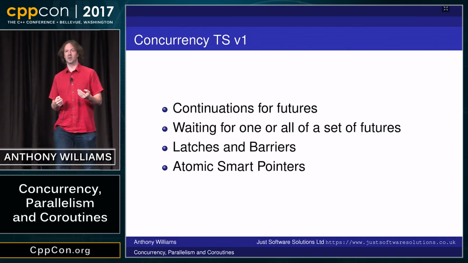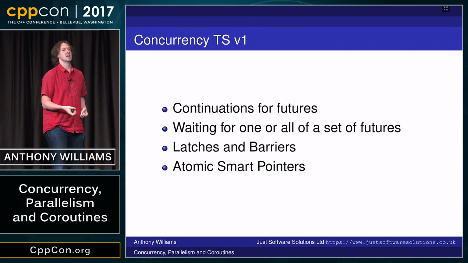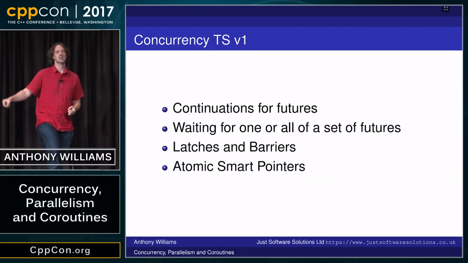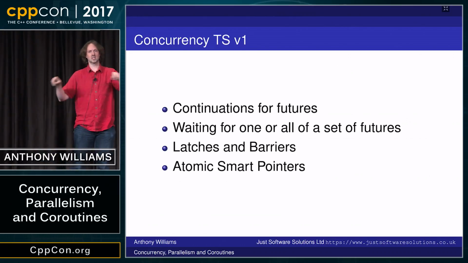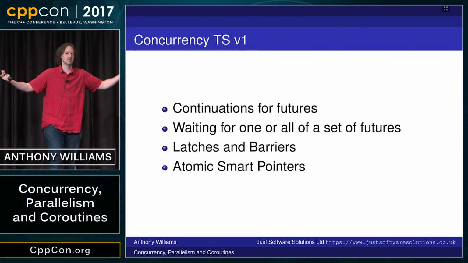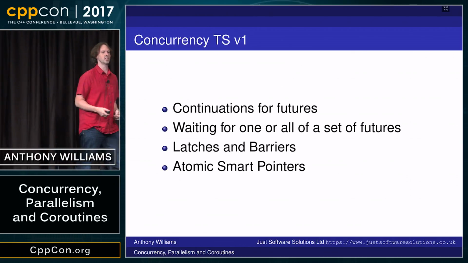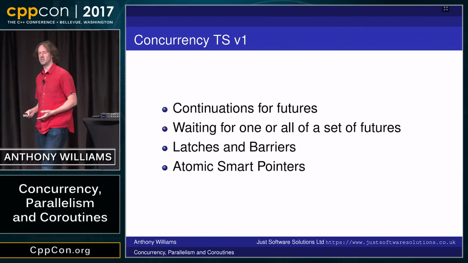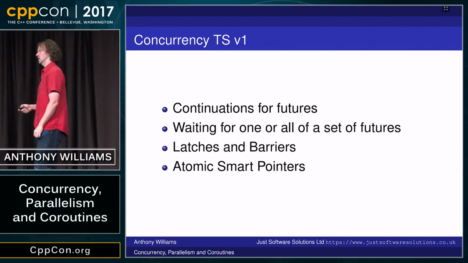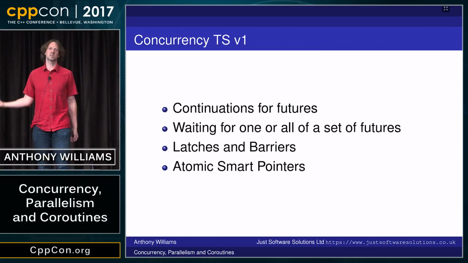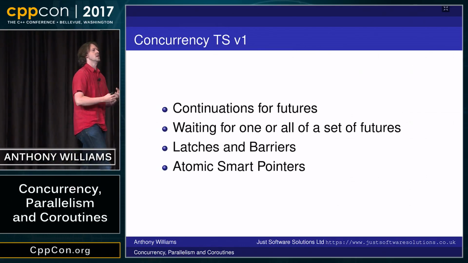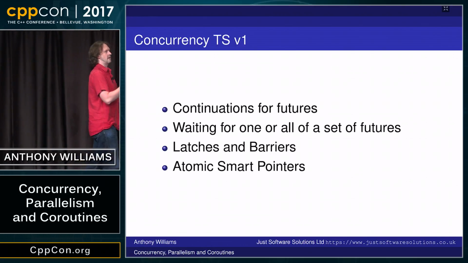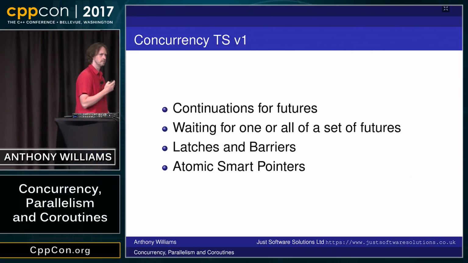And the spelling has changed. In the TS, it was atomic underscore shared underscore pointer of T. And now it is atomic angle brackets shared pointer of T. But no, what's an underscore to an angle brackets between friends? Anyway, so I'm not going to talk any more about latches and barriers and atomic smart pointers. If you want to talk more about them, then come and catch me later. But for now, I'm just going to focus on the futures part, because that is what is relevant to parallelism and coroutines.